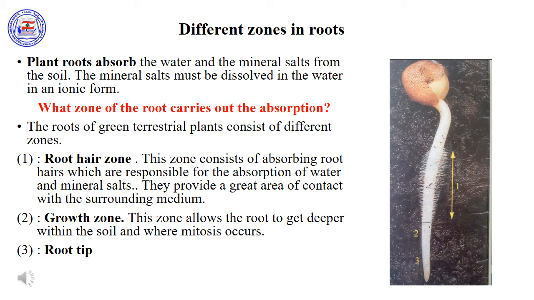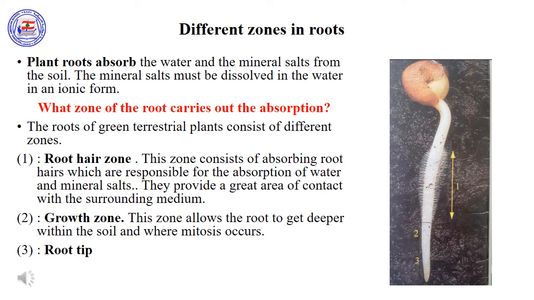Where are the hair-like structures located? They are located in zone 1. Can you see these extensions? So, zone 1, also called the root hair zone. This zone consists of absorbing root hairs which are responsible for the absorption of water and mineral salts. They provide a great area of contact with the surrounding medium.